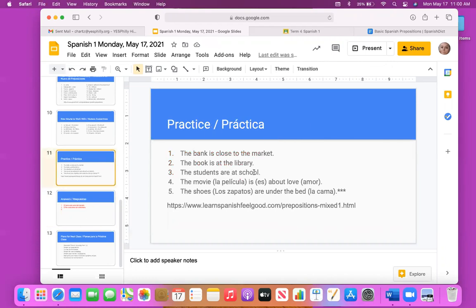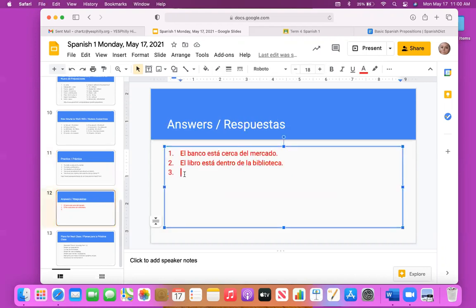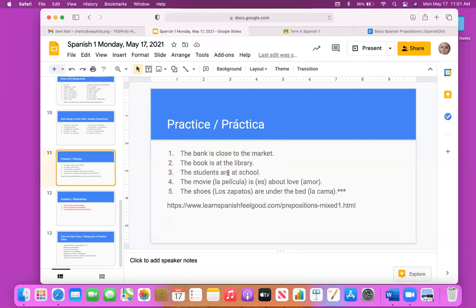So we have the students are at school. So how would we say that? Remember, los estudiantes is the students. Los estudiantes están adentro de la escuela. We would say están, right? Because it's they. Yeah, están adentro de la escuela. So los estudiantes están dentro de la escuela. So yes, that's correct. Or you could even say los estudiantes están a la escuela. That would be fine too.